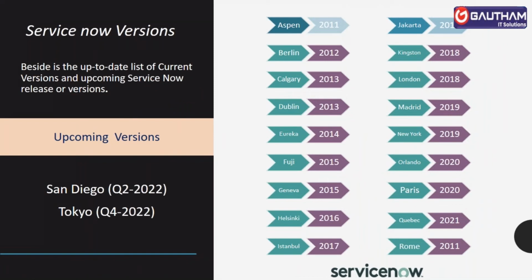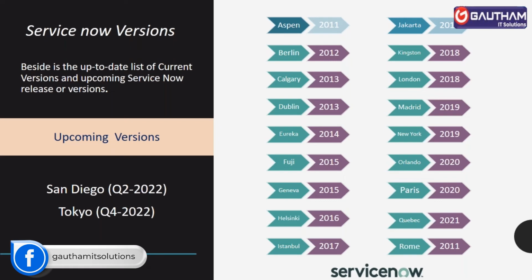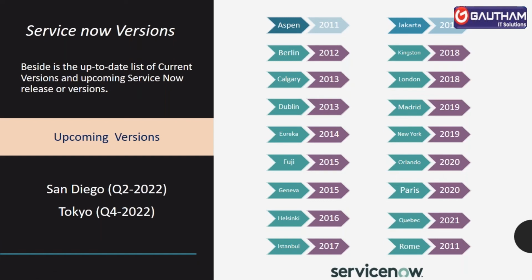And next one, I'm going to talk about ServiceNow versions. Beside is the up-to-date list of current versions and upcoming ServiceNow releases. So till now, ServiceNow has released many versions from 2011 onwards. When ServiceNow was released as a cloud-based ITSM platform in 2011, the first version was called Aspen. After that, they released many versions. So the current version is Rome. It was released in 2021.